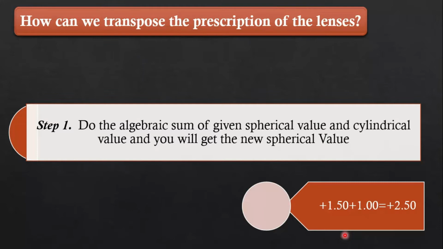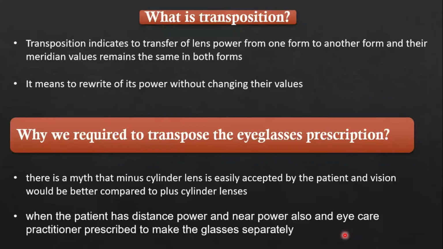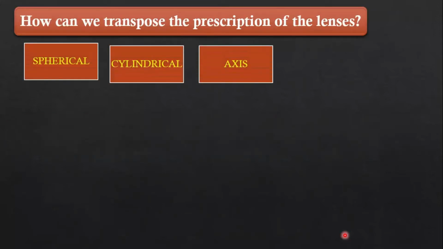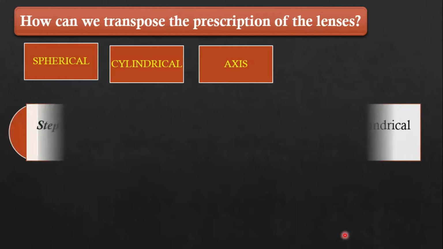Now coming to know how can we transpose the prescription of the lenses. Friends, there are three values in any prescription: first spherical, second cylindrical and third axis. So we need to do only three simple steps to transpose any type of prescription of eyeglasses.